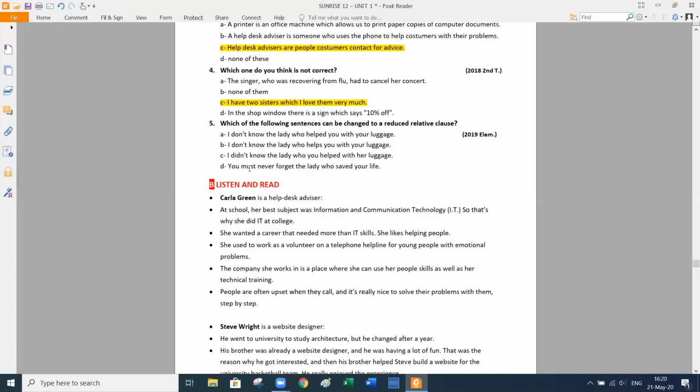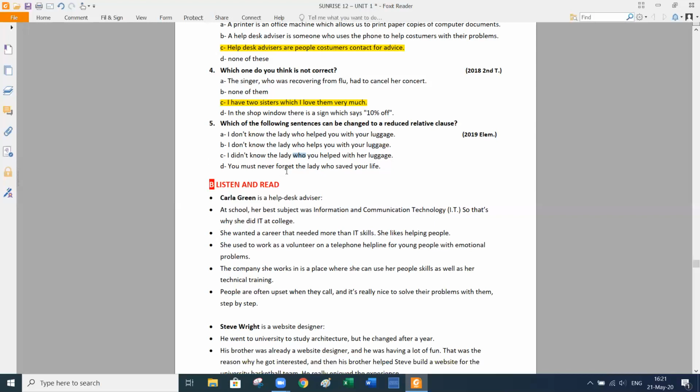Let's continue. I didn't know the lady who you helped with her luggage. So we find the verb and we see that just before the verb there is you, which means you is the subject and who must be the object. So this can be reduced because the relative pronoun is object, not the subject. I didn't know the lady you helped with her luggage. You helped with her luggage. So this is the correct answer, but we look at D as well.